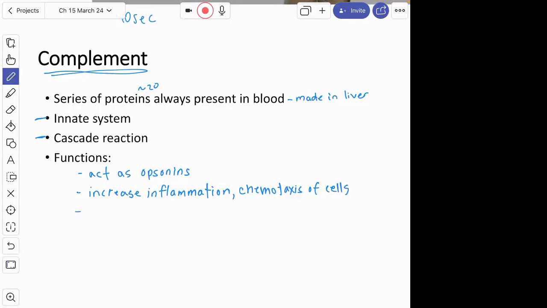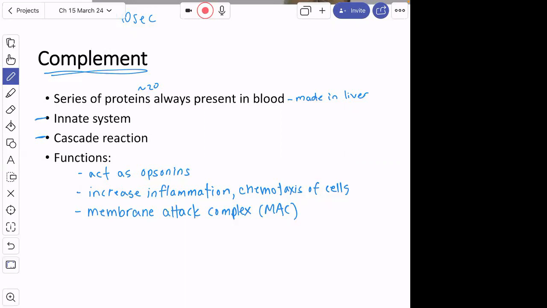And lastly, complement proteins can act to kill an invader directly. That's by the formation of a membrane attack complex. Of course, we abbreviate that and call it a MAC, membrane attack complex. We'll see exactly what parts come together for that to happen.